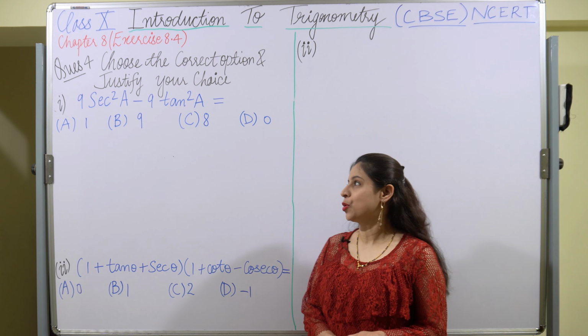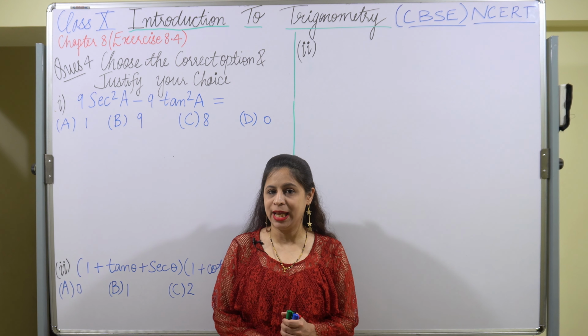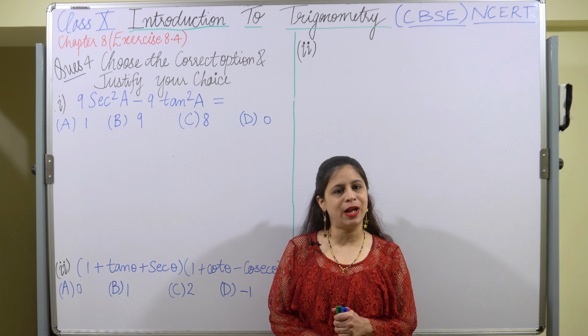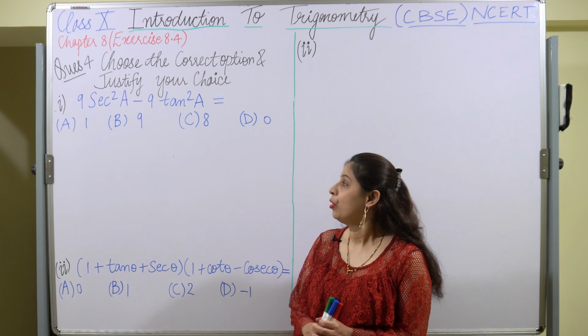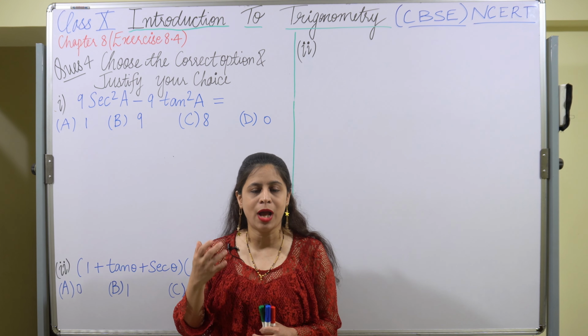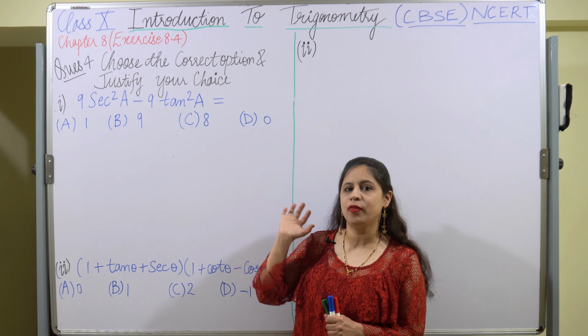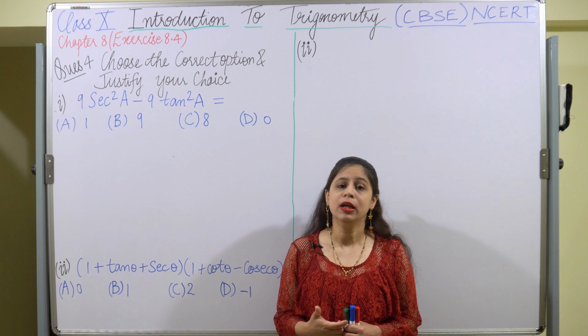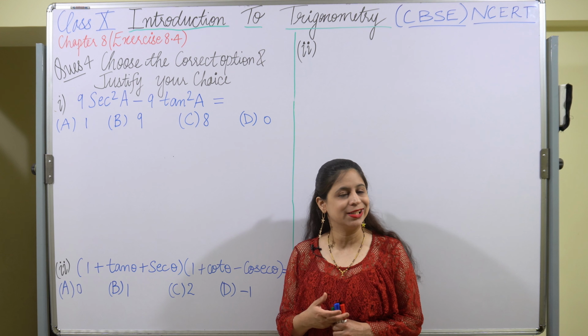So let us start with question number 4 of chapter 8, exercise 8.4 of class 10 CBSE NCERT. The question number 4 has 4 parts. Here we will be solving only 2 parts. Next parts will be solved in next videos.